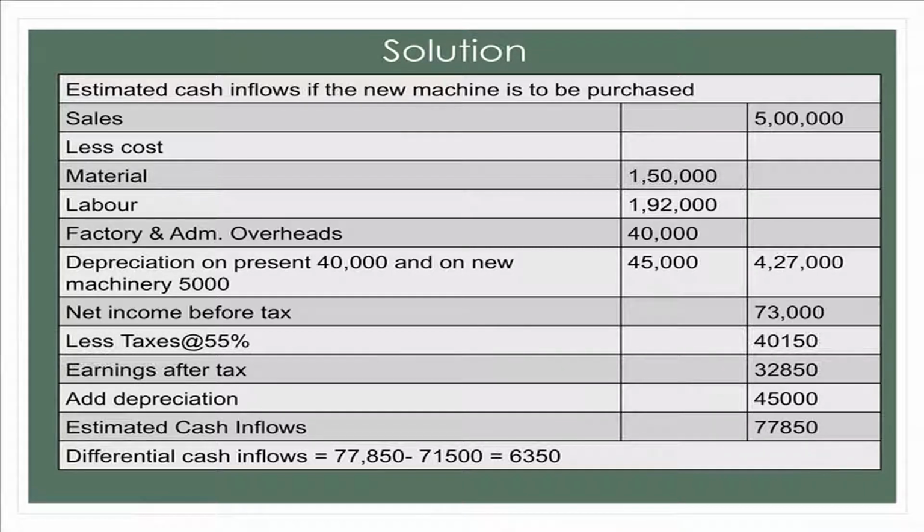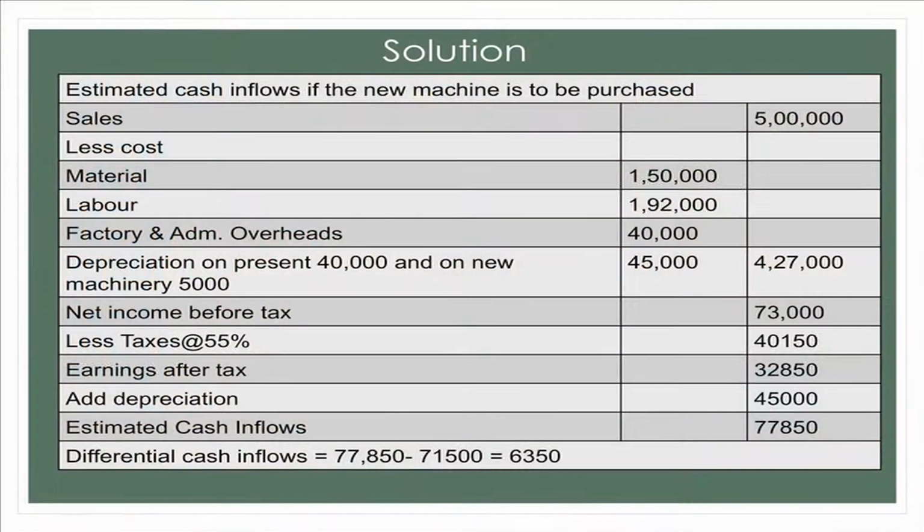Tax rate is 55%. Applying 55% on 73,000, taxes we get as 40,150. Earnings after tax will be 73,000 minus 40,150, that is 32,850. Add back the depreciation, 40,000 plus 5,000, that is 45,000. So, estimated cash flows are 77,850.